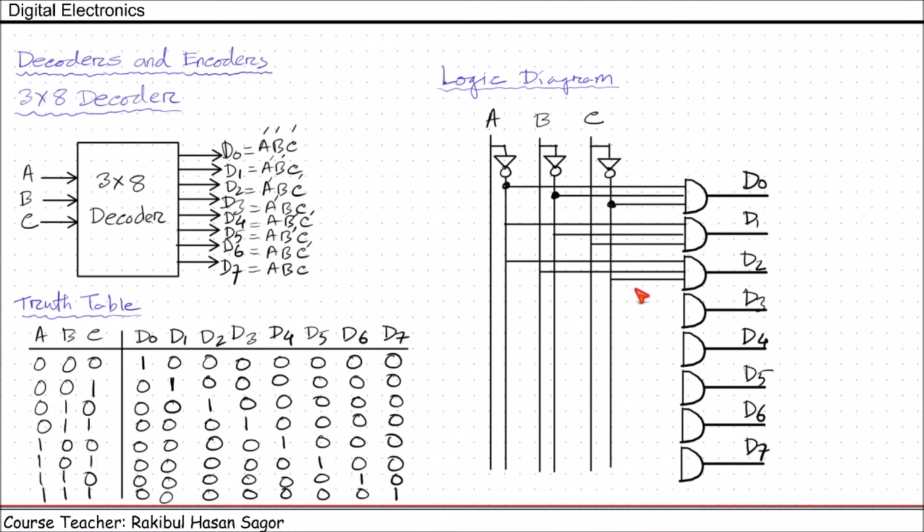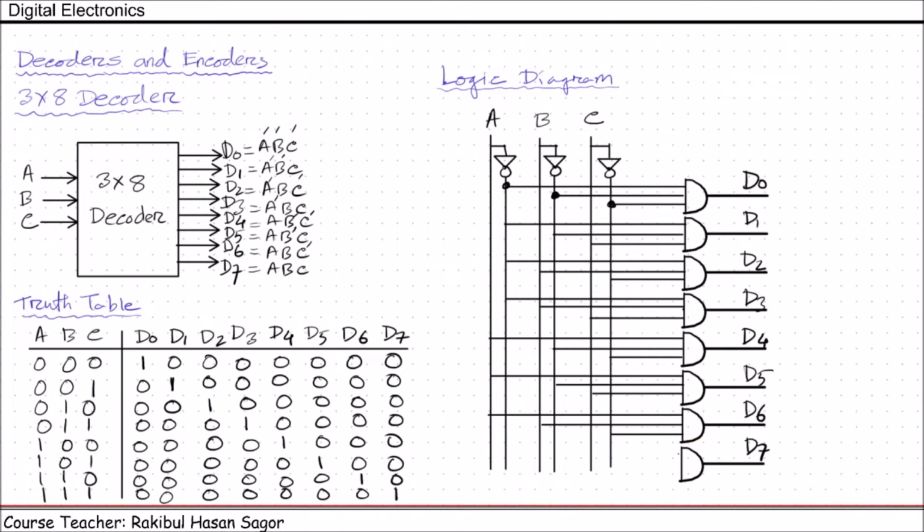A prime, B, C prime. Next, A prime, B, C, A prime, A, B prime, C prime. So finally, this is the logic diagram for the 3 into 8 decoder.